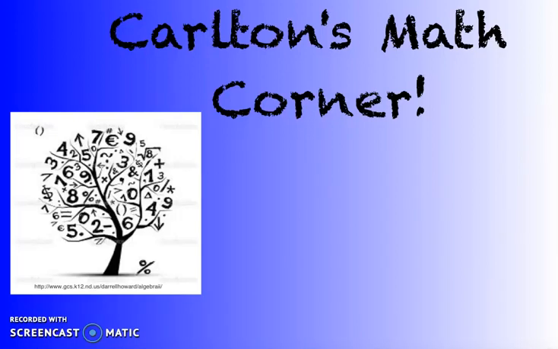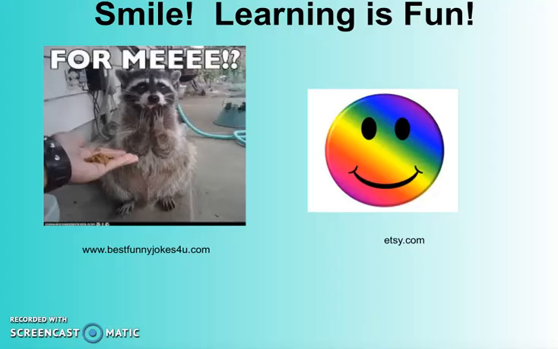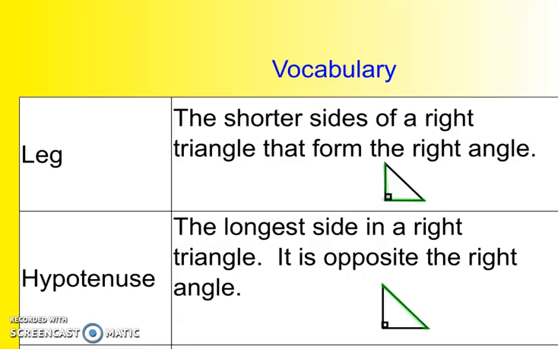Today we are going to study the Pythagorean theorem. At this time, please make sure you have your math journal, vocab packet, as well as something to write with. Before we get started, we are going to need to record some vocab words because we're going to be working with right triangles, and so we need to learn the different parts of the right triangle.